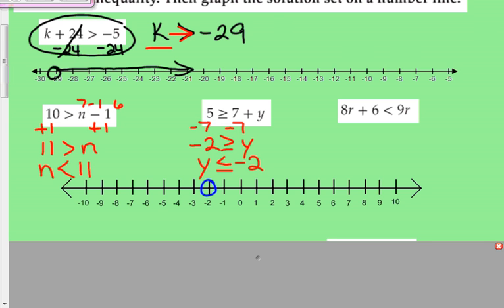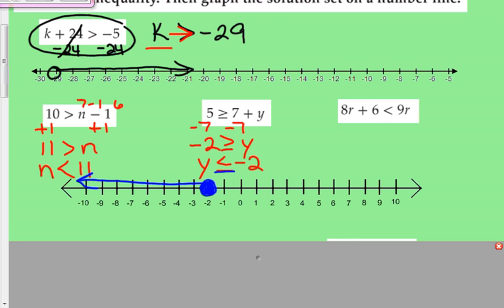But here's a difference. See this bar that showed up? Less than or equal to. When you have the bar, that means the answer could also be a negative 2. Negative 2 can be an answer, so you have to fill it in. And then we draw our arrow to the left. So if it has the bar that says equal to, you have to fill in your circle to include negative 2 as one of the answers.